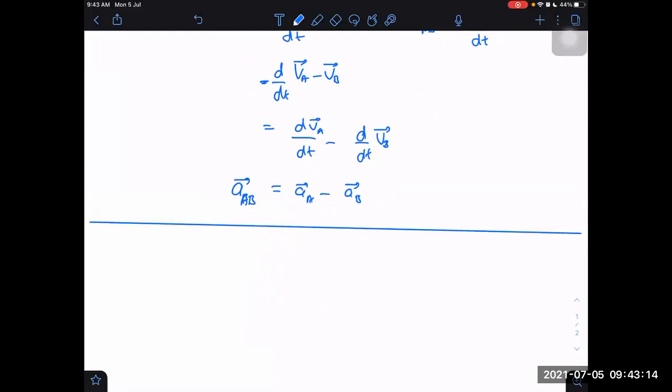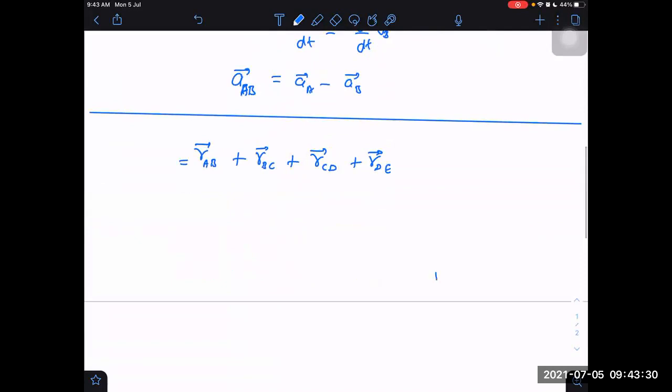Let me give a formula in which there are multiple terms: A with respect to B, B with respect to C, C with respect to D, D with respect to E, and so on, up to E. What would it net become? What would be the resultant? RA minus RE.